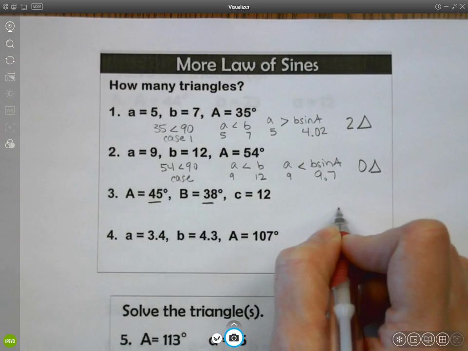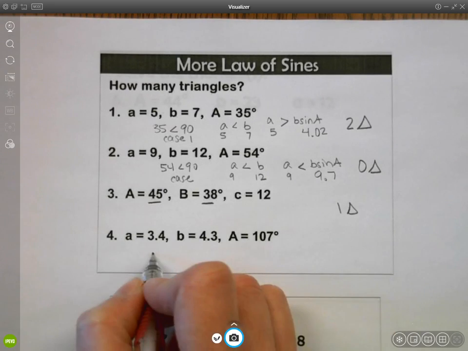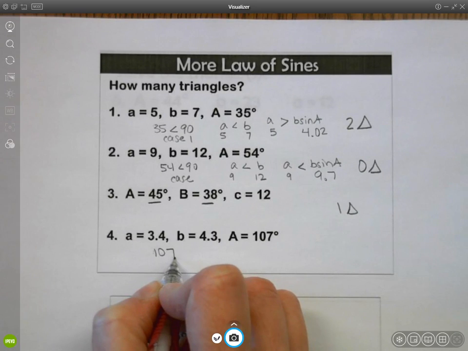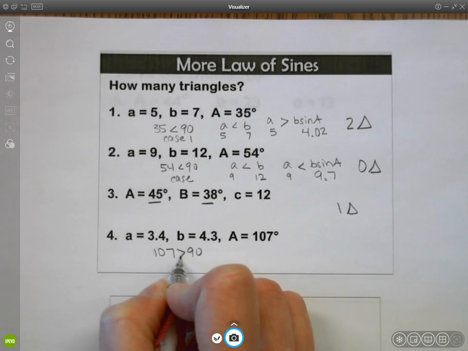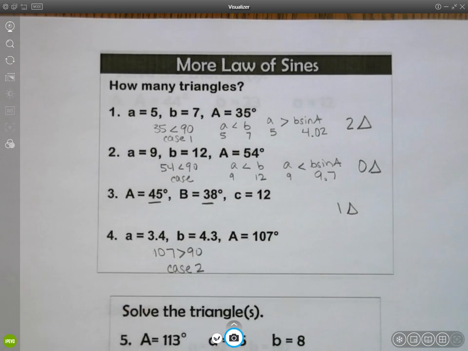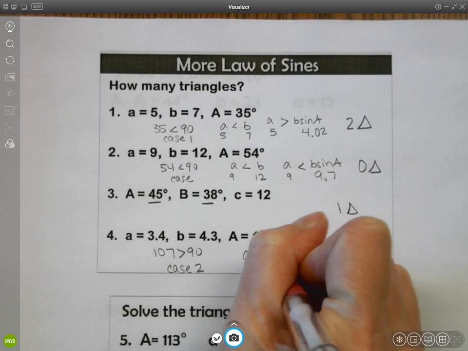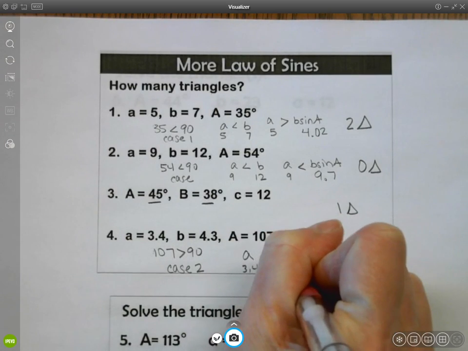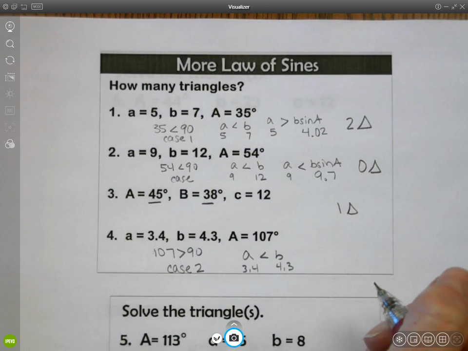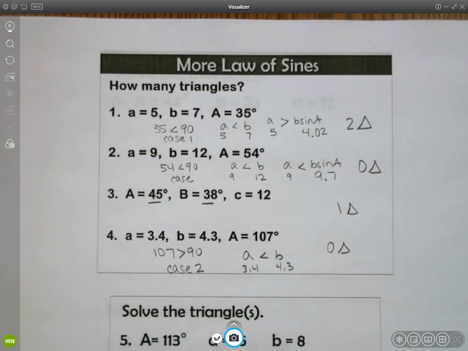All right, number 3, they give you two angles, which is an automatic one triangle. If there are two angles, then you have one triangle always. All right, number 4, you only have one angle. So when we take our angle and we compare it to 90, our angle is greater than 90. That means we're looking at case 2. So for case 2, we just have to compare side A to side B. We see that A is less than B. 3.4 is less than 4.3. And when A is less than B, for an obtuse angle, we have no triangle.